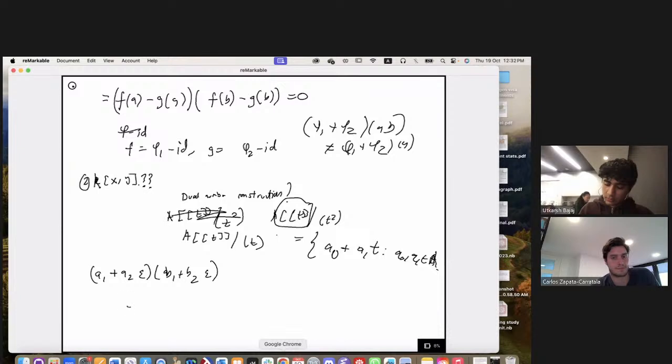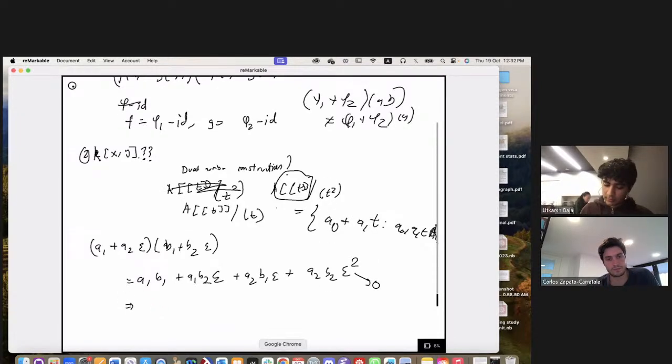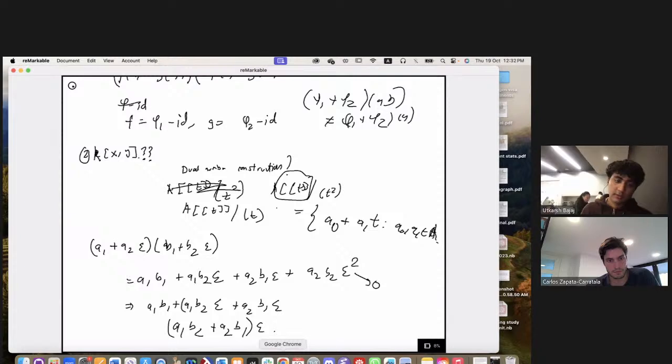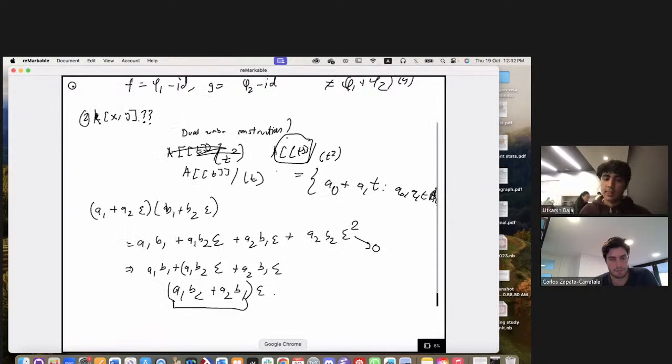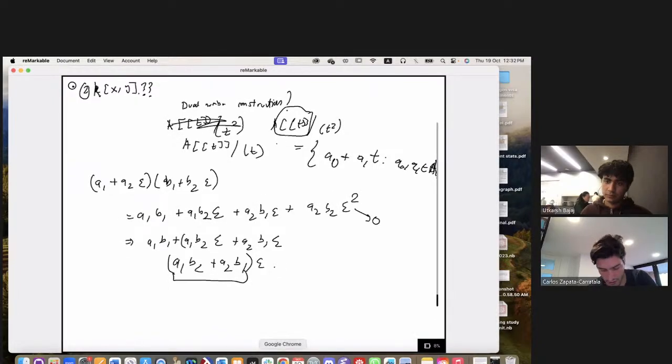So that's what motivated me to pursue the deformation theory approach, where you have a to b to epsilon squared, and this goes to zero. And so you get a1b1 plus a1b2 epsilon. So the first order perturbation is essentially just like this, and this is the derivation thing that we have. Exactly. That's morally what's going on. Yep.